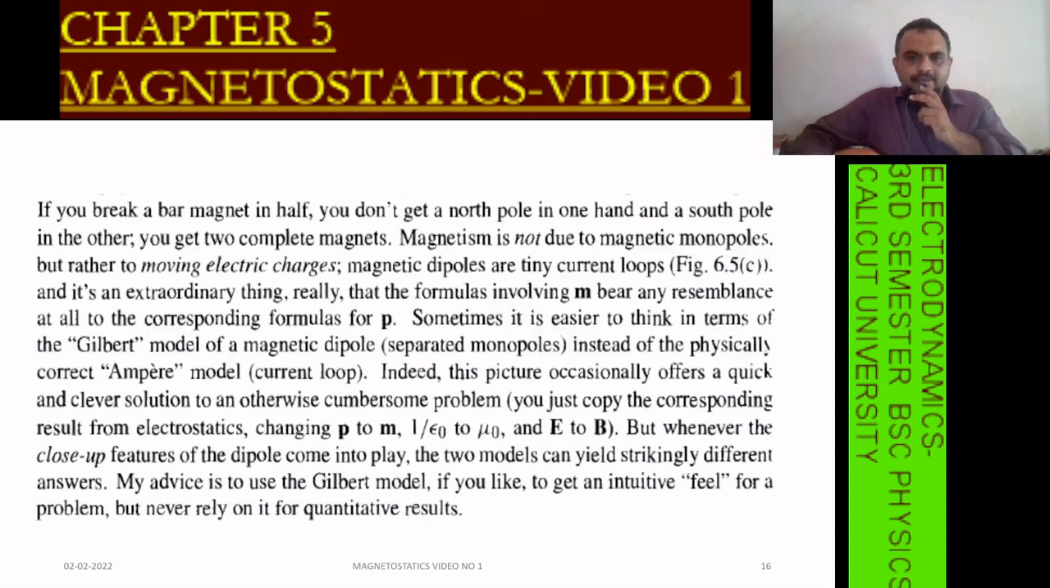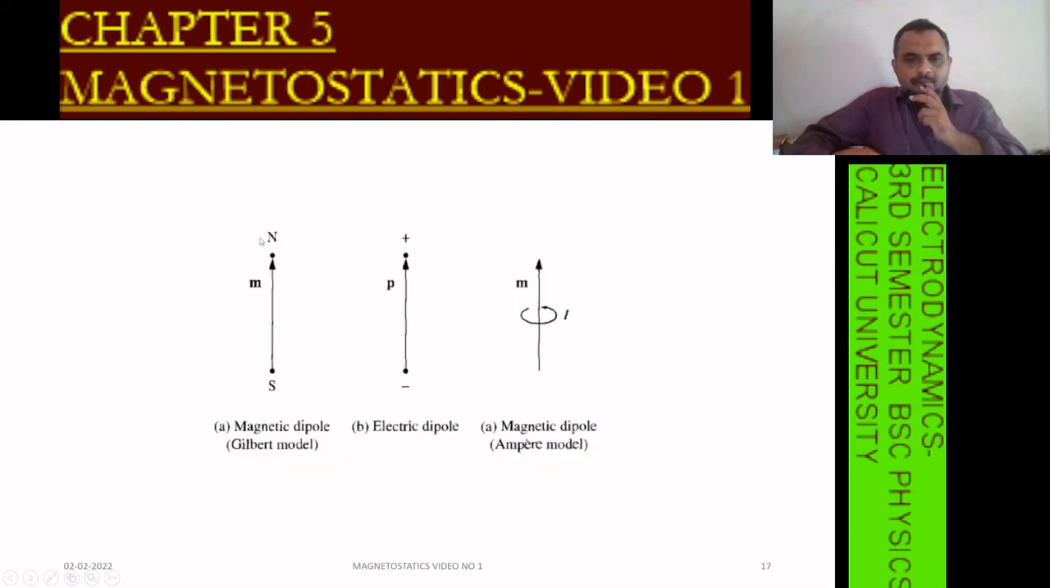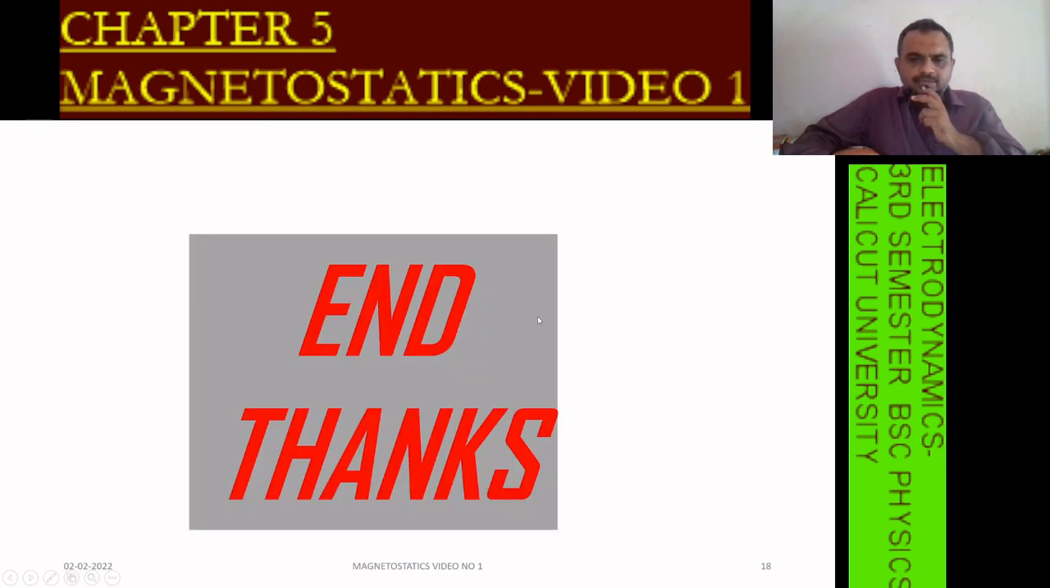So what will happen? In order to maintain the total current, that means it is different from the electric dipole. So the magnetic model says I am having a magnetic moment, then the magnetic dipole is like this according to the Gilbert model. But you can see in the Ampere model the magnetic moment and a curved arrow shows a magnetic dipole in the Ampere model. So we come to the end of this video. Thank you.